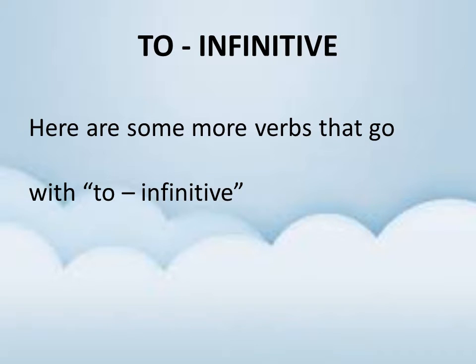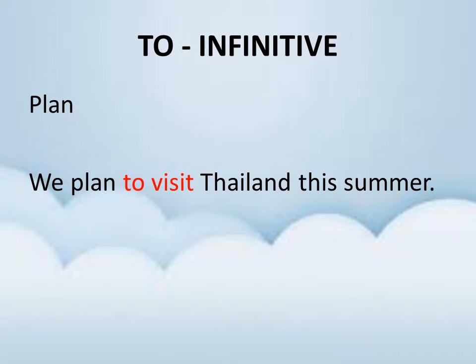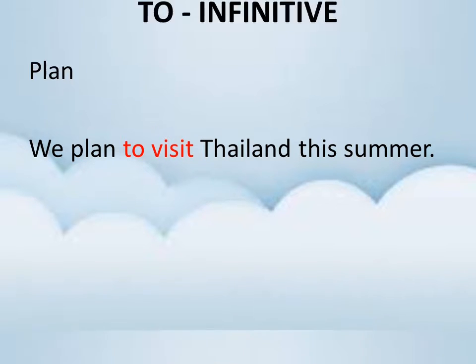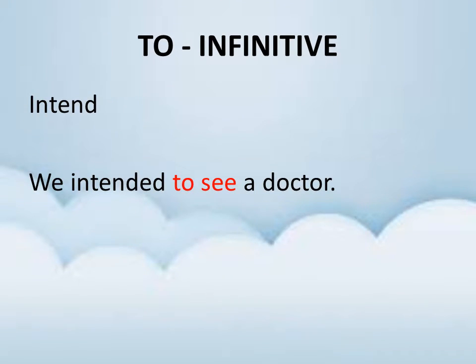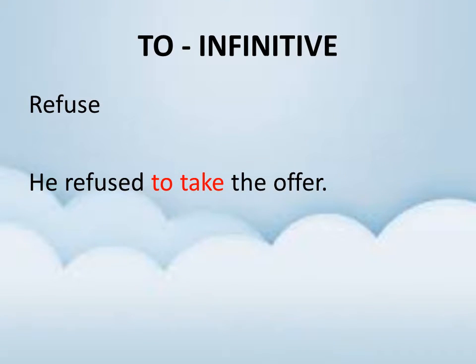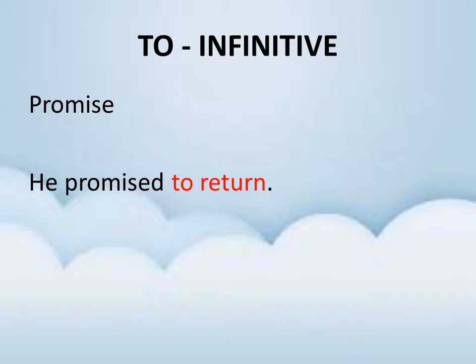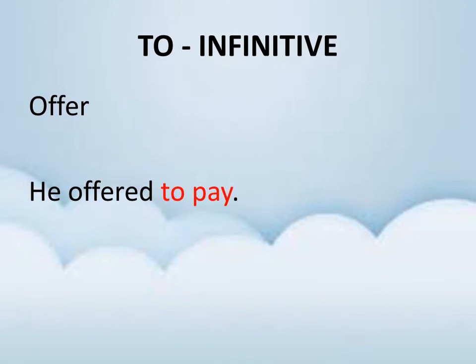Here are some more verbs that go with to infinitive. Plan. We plan to visit Thailand this summer. Agree. He agreed to give me a lift. Intend. We intended to see a doctor. Refuse. He refused to take the offer. Promise. He promised to return. Offer. He offered to pay.